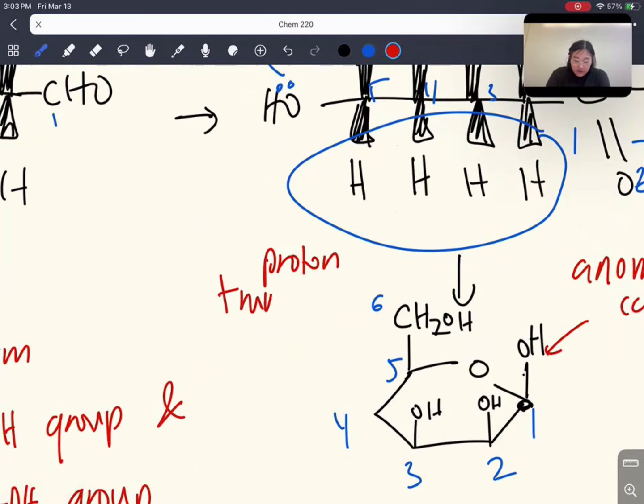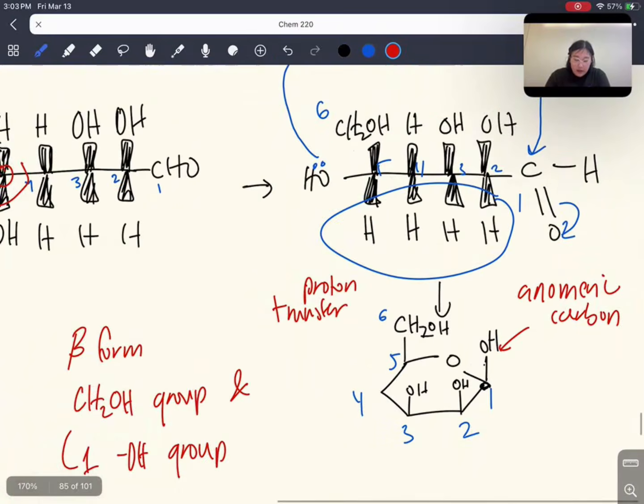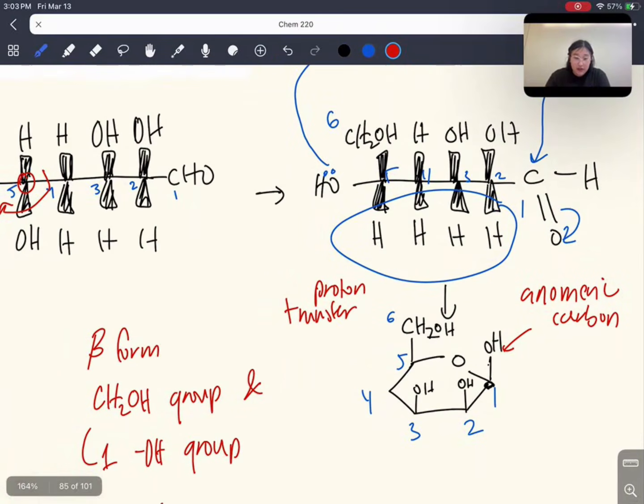I just fast forwarded the step from the linear form to the cyclic form, but there is a proton transfer in there. That's how you deprotonate the hydrogen on the alcohol, and how the oxygen on the carbonyl gets protonated to become an alcohol. I just skipped that step, but that is basically how you go from the linear form, the Fischer projection, to the cyclic form.